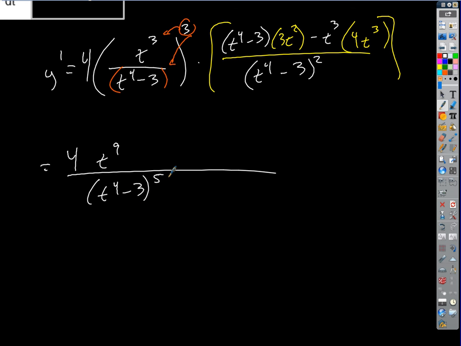And then all we have to do is just get all this stuff distributed and simplified. So what's that going to give us? If I distribute the 3t squared, I'm going to get what? 3t to the 6th minus 9t squared minus 4t to the 6th. So if I combine like terms, what does all of that become?